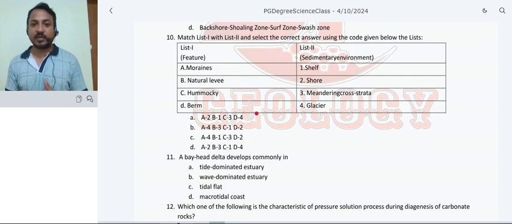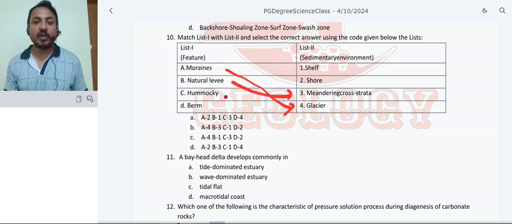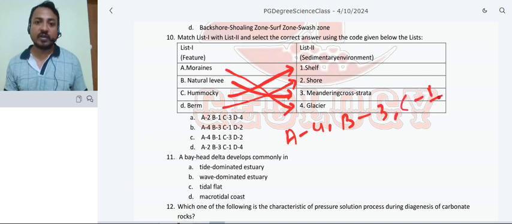Then match moraines. It is obviously related to glacier. Natural levees are related to meandering cross strata. Hummocky cross stratification is related to shelf zone, and berm is related to shore zone. So A is 4, B is 3, C is 1, D is 2. It will be B.